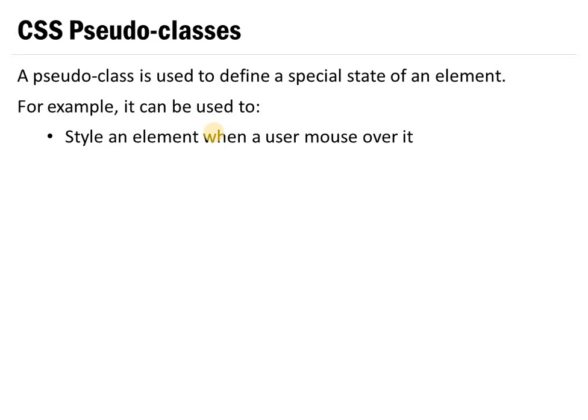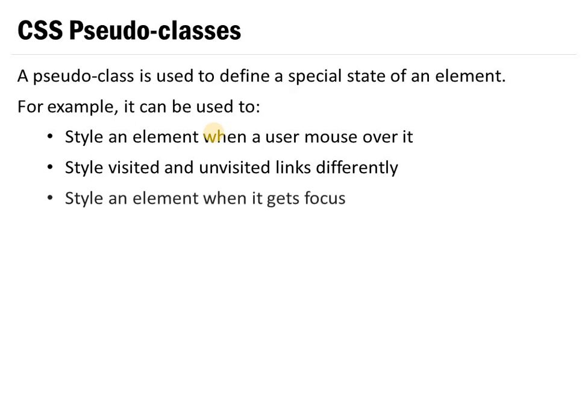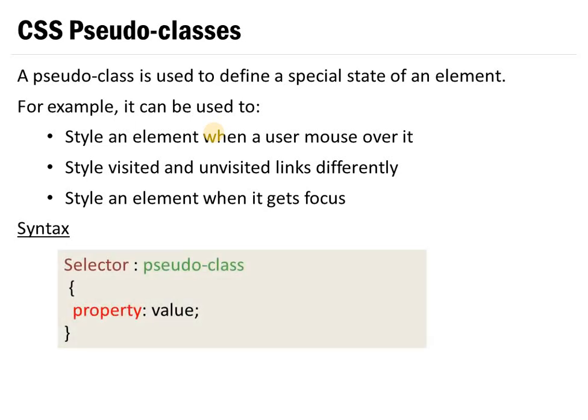For example, when you mouse over it, or when you want to apply style differently on visited and unvisited links. Okay, and whenever you want to apply style when a particular element gets focused. Okay, now just take a look at the syntax.